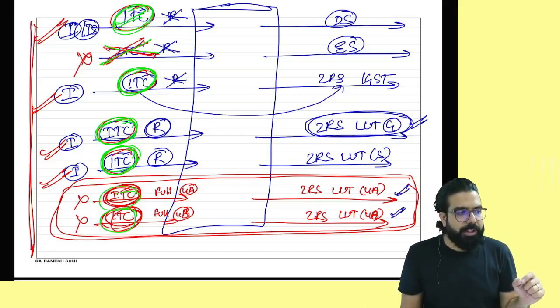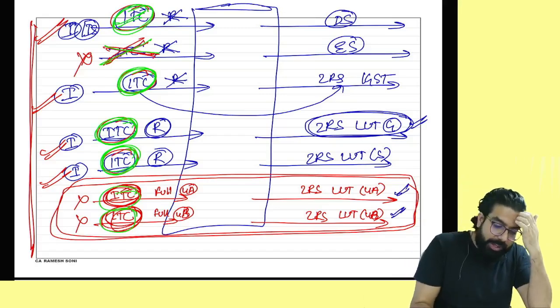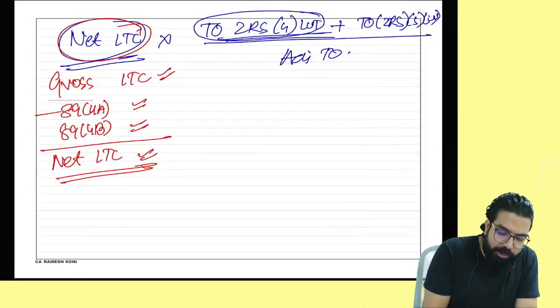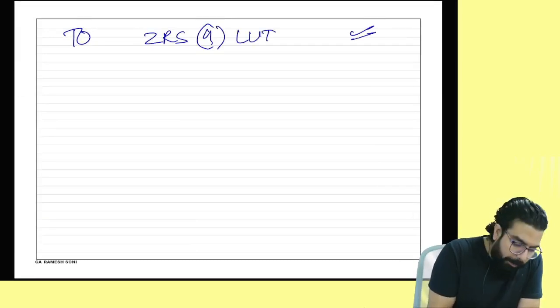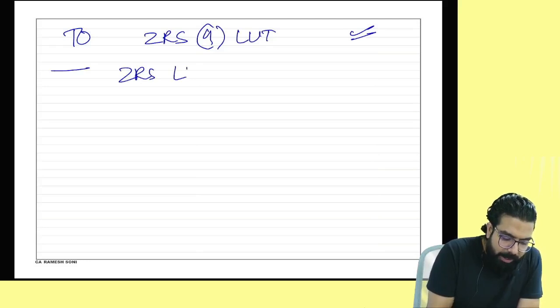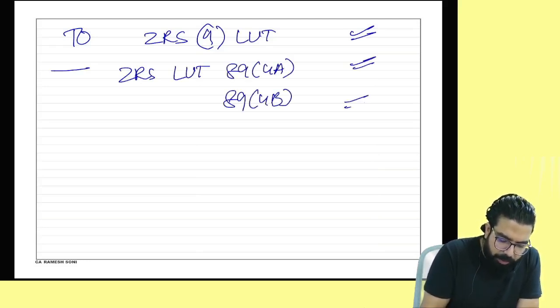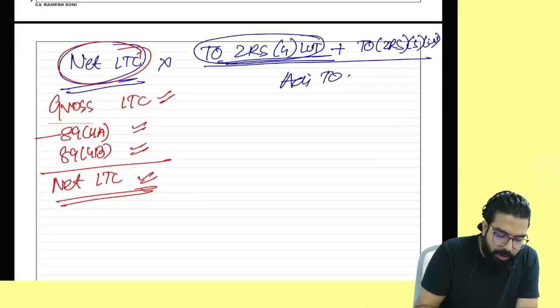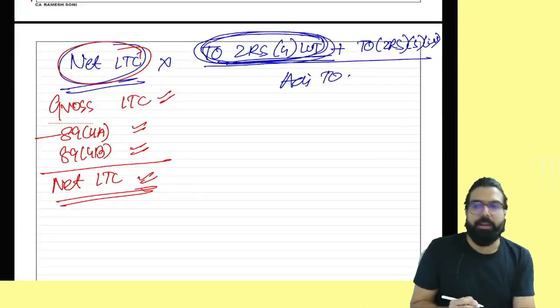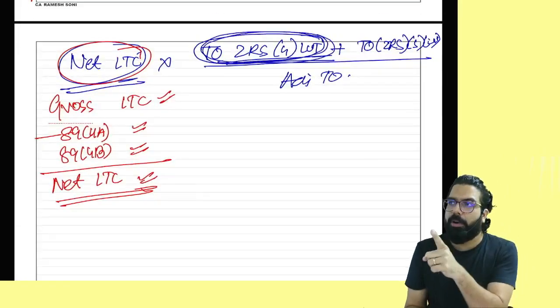So the government says, do one thing, Ramesh. When you take zero rated supply of goods under LUT, take the total turnover, minus the zero rated supply under LUT which you have done under 89 4A and 89 4B. Remove that amount. What amount you get is basically your turnover of zero rated supply under LUT. Is my point clear to all?